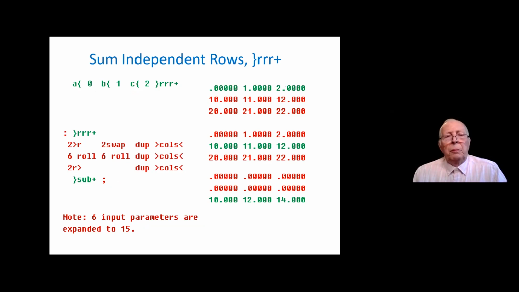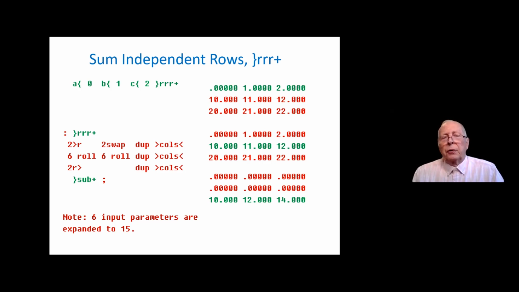Now we can sum independent rows. For each matrix, the row will be individually specified. At the top left, we say A0, so we're going to take the 0 row of A, B1, we're going to take the 1 row of B, and C2, the second row of C for the destination. The operator is RRR plus, which reminds us that we need 3 row specifications.